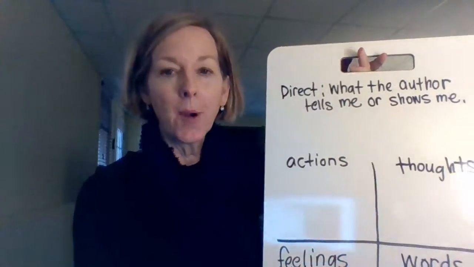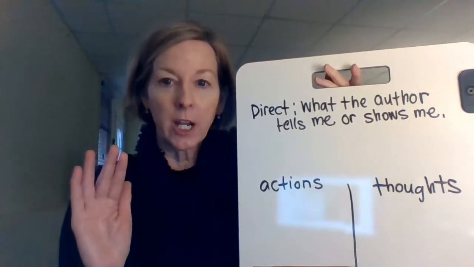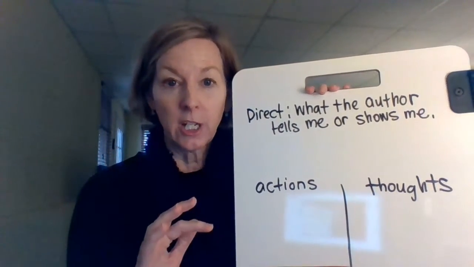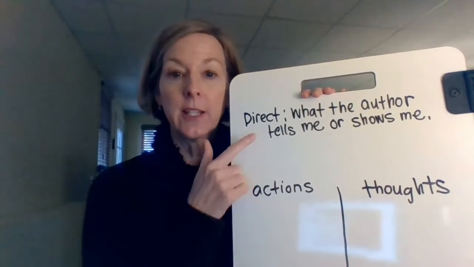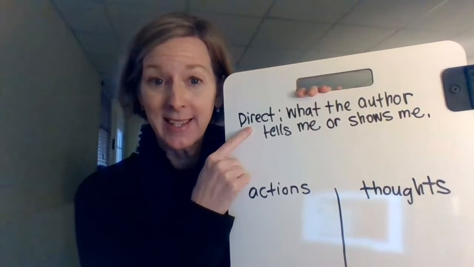So on your piece of paper, if you have just a clean sheet of paper, this is what I think you should think about. So I've done this on a whiteboard. So remember what we are talking about at the beginning of the Word document that you're looking at. You have two types of characterization. You have direct and indirect. So the direct is what the author tells me or shows me in this case.